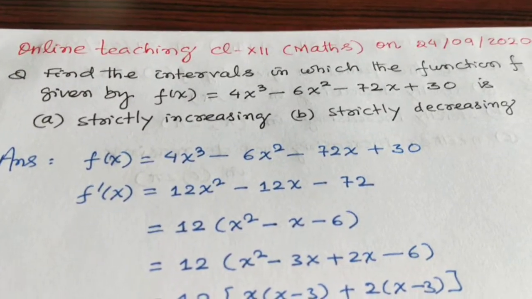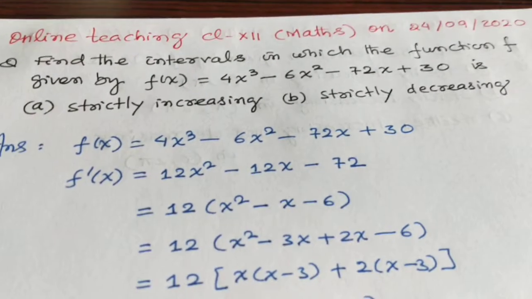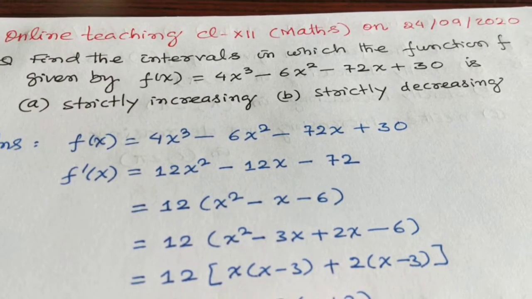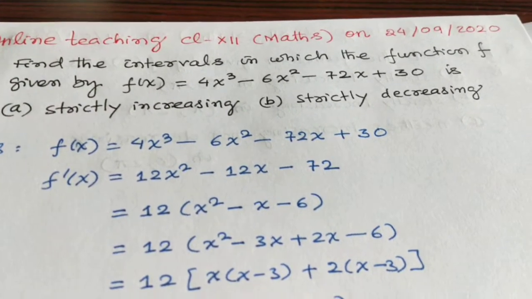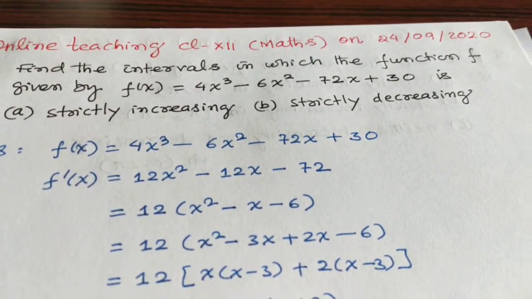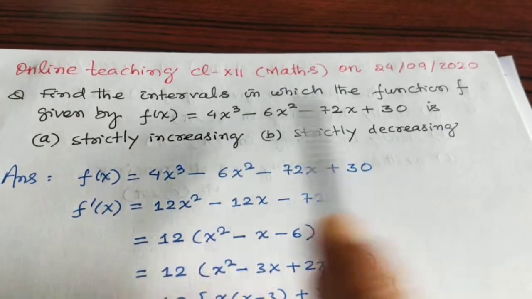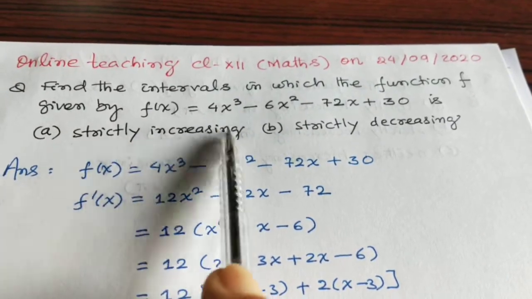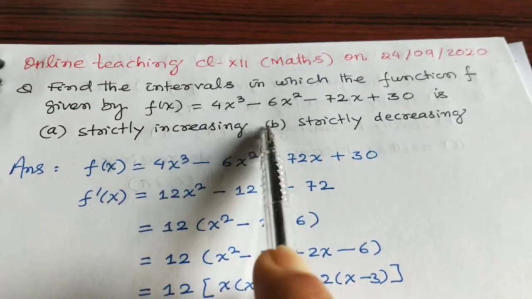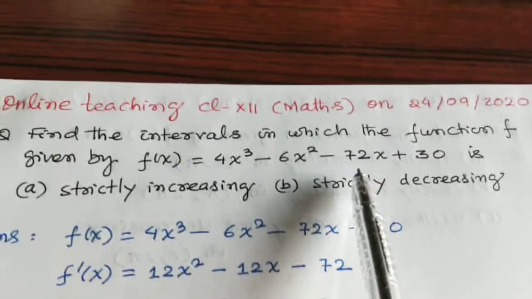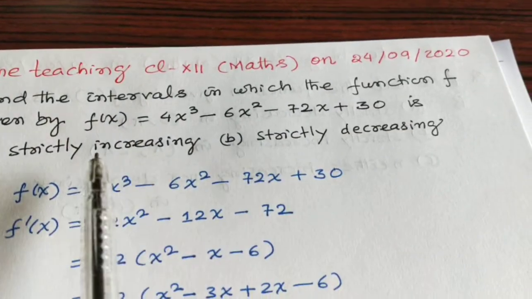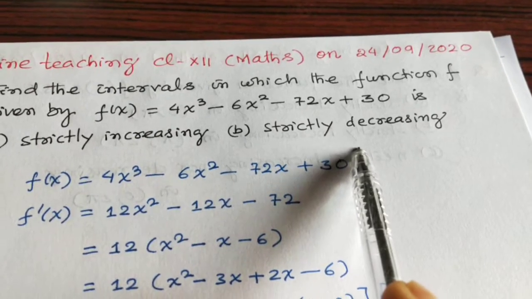Well, dear students, we are studying application of derivatives, and in application of derivatives we are studying increasing and decreasing functions. So we will be taking few more questions. Find the intervals in which the function f given by 4x cube minus 6x square minus 72x plus 30 is strictly increasing and strictly decreasing.